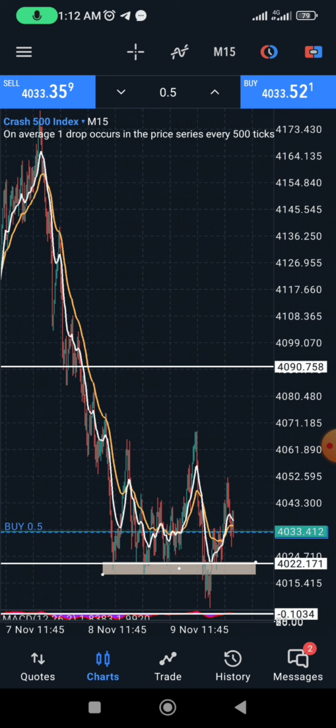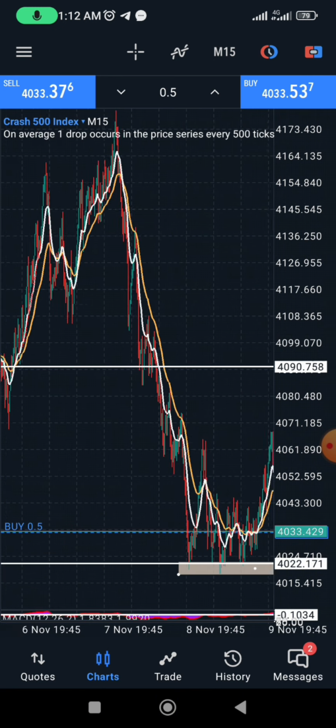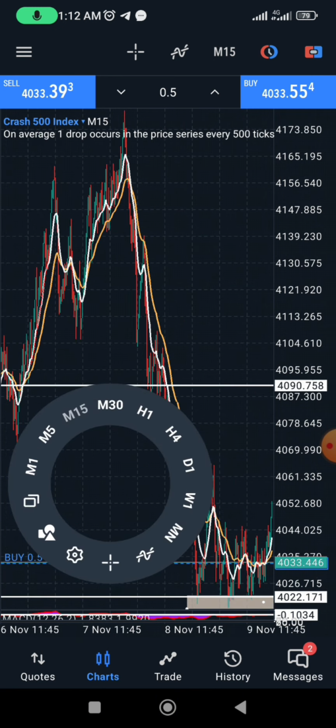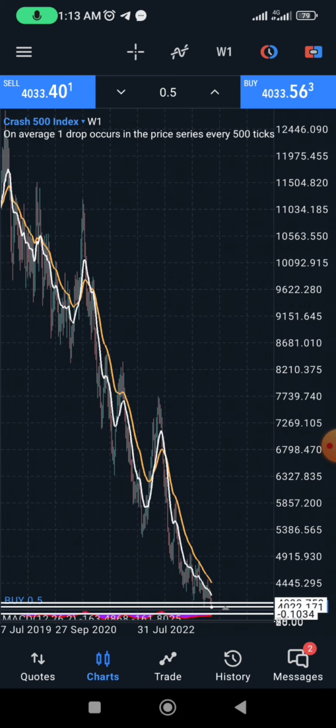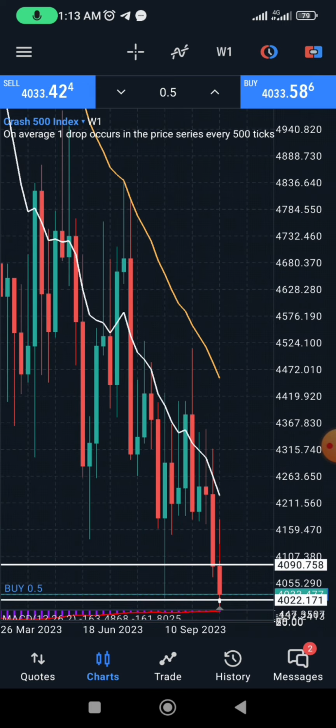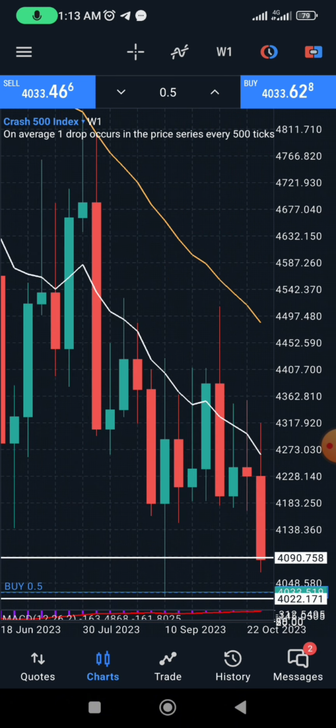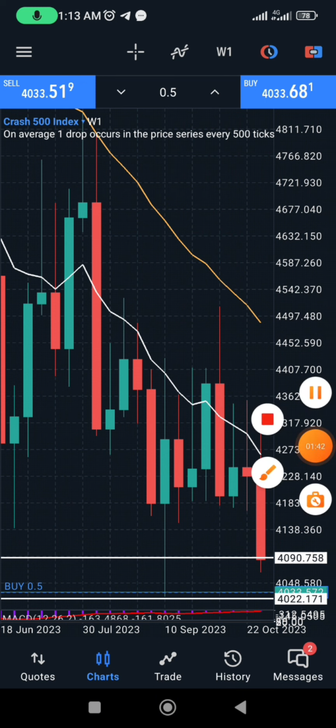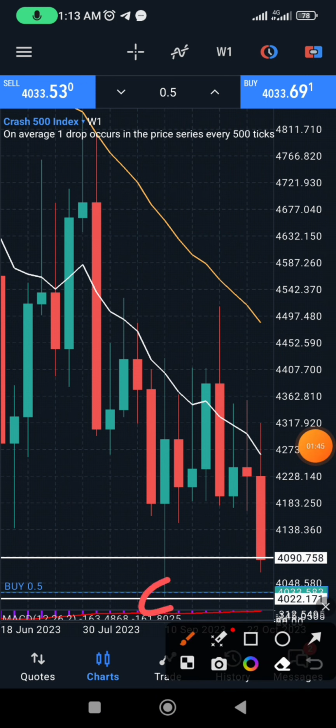So I'm looking at this Crash 500 has been selling. If I go down to the weekly time frame, 1 week time frame, I see that the markets have been going down and we are seeing an impulsive movement. We still have a very long impulsive movement on this Crash 500. But where my interest is located, I have my point of interest here. Look at my POI.